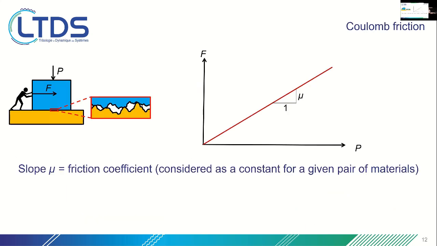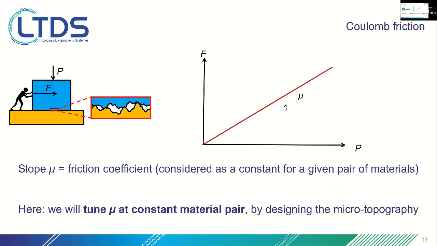This slide is to remind you that usual interfaces obey the linear friction law, so-called Coulomb friction, meaning that the friction force is proportional to the normal force, and the slope of this law is the so-called friction coefficient mu. And in tribology textbooks, mu is considered as a constant for a given pair of materials. In the following, I will show you that we can tune the friction coefficient without changing the materials, just by playing on the microtopology.